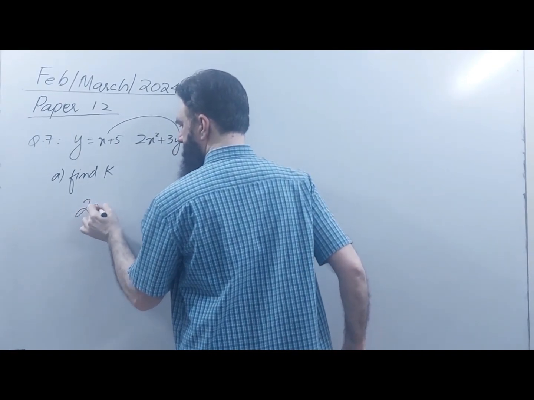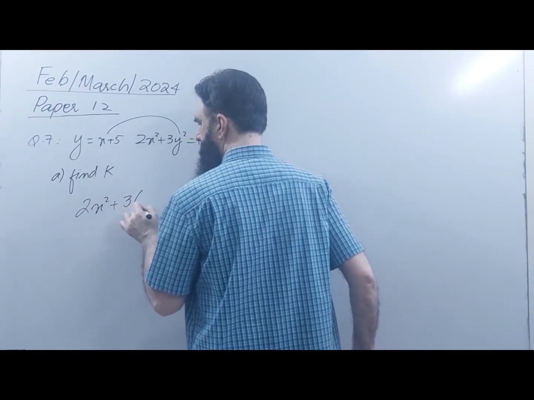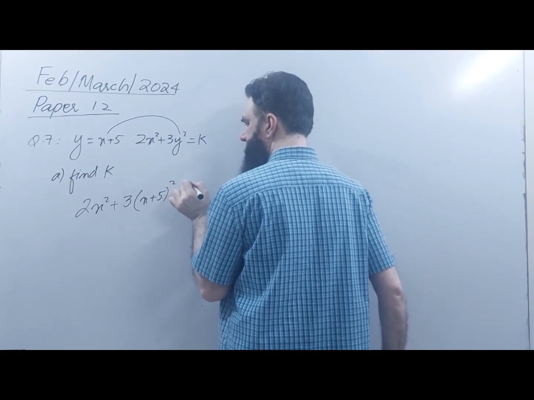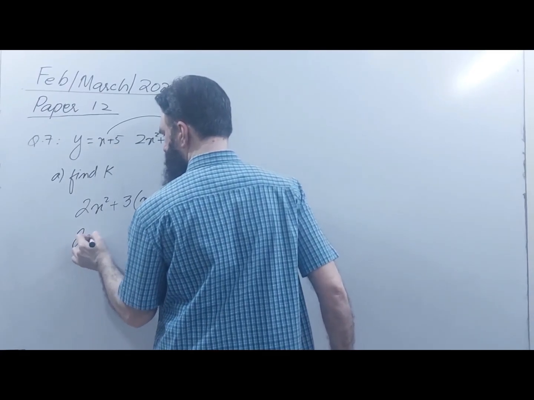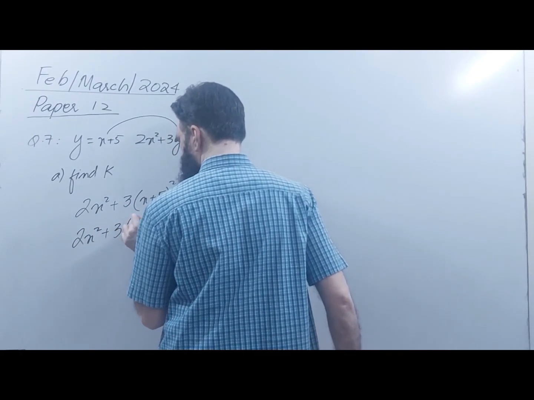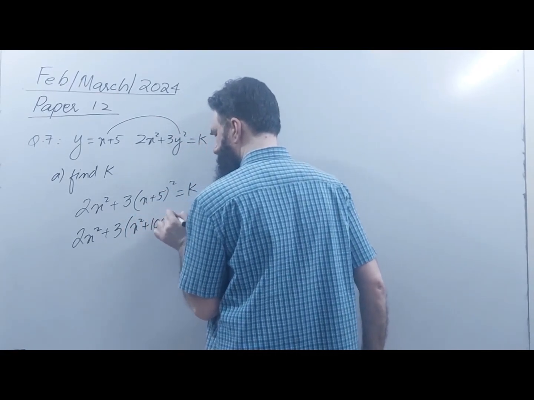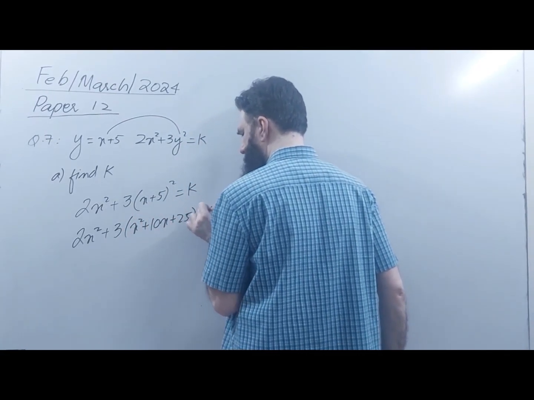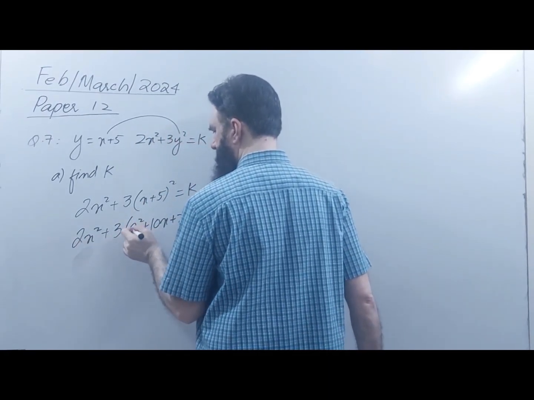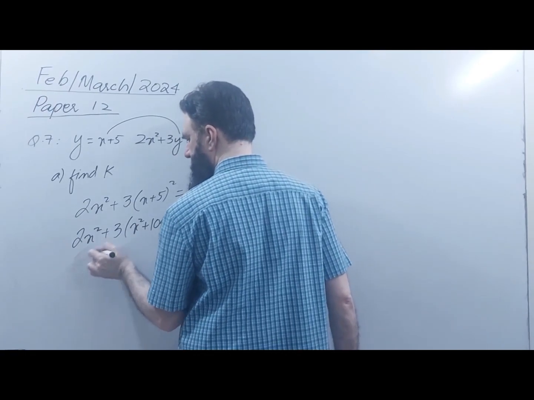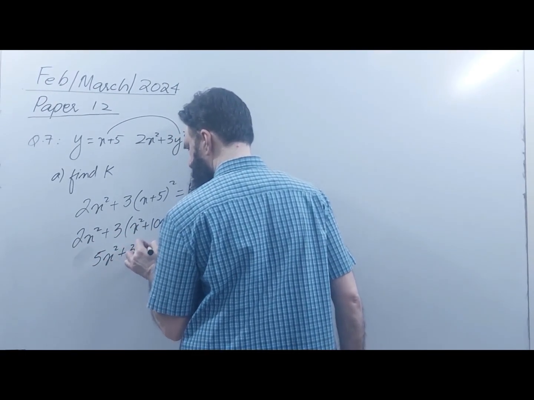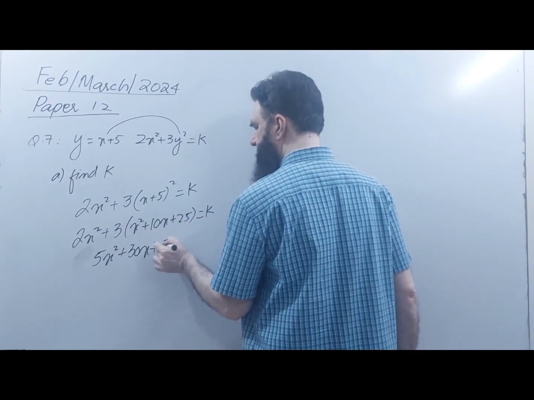So it's 2x square plus 3, and in place of y, you put x plus 5, whole square, equals k. Then you simplify. 2x square, and this becomes 3x square plus 10x plus 25 equals k. Save your time by doing it directly: 2x square plus 3x square is 5x square, 3 tens are 30x, plus 75.